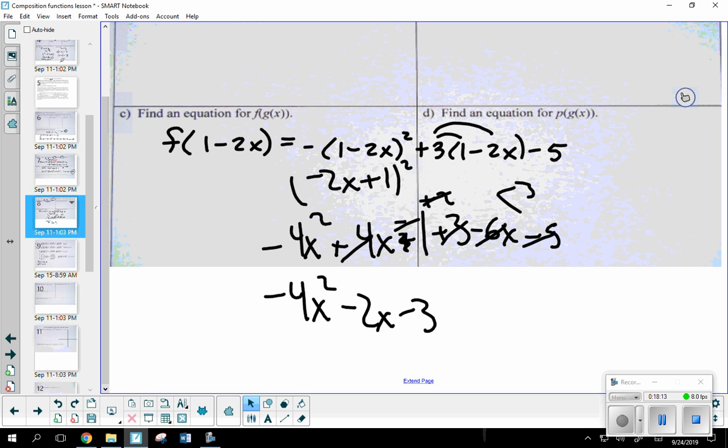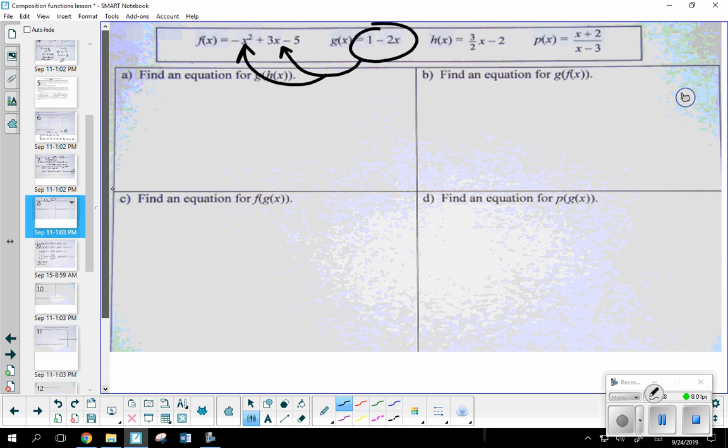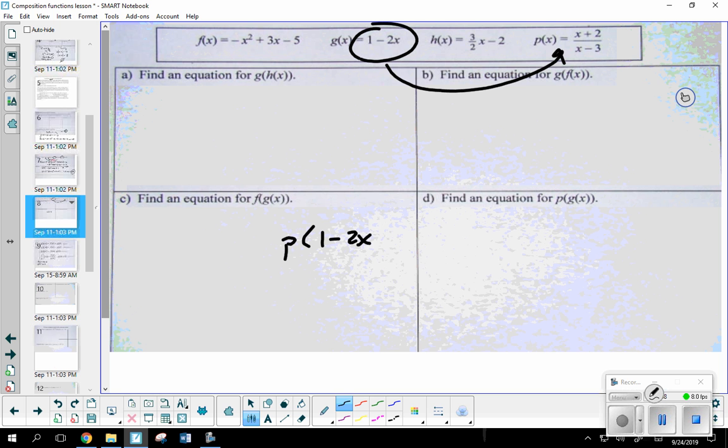Now I'll leave it up to you. Would we like to take a look at either B or D? You want to look at D? Okay. Let's see. Now this one says find an equation for p of g of x. So what I'm going to do is plug function g into function p. So p of 1 minus 2x.